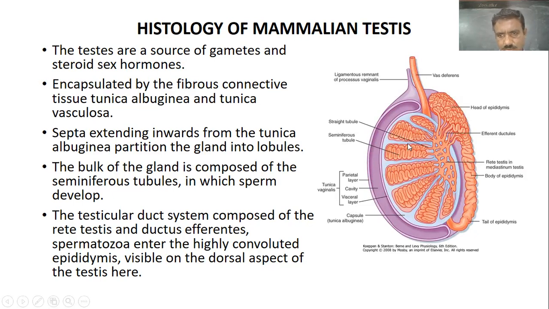The bulk of the gland, the testes, is composed of the seminiferous tubules in which sperms are developed. The testicular duct system consists of the rete testis and the ductus efferentes. The spermatozoa enter the highly convoluted epididymis. And this is visible on the dorsal aspect of the testis.